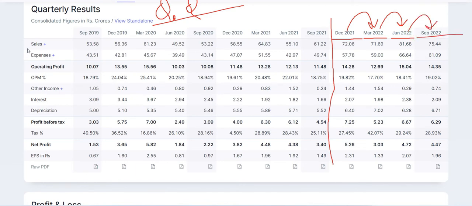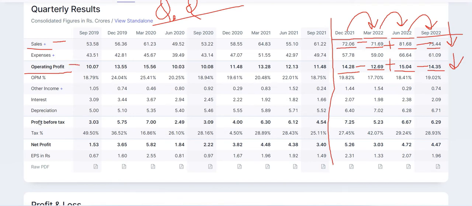Now in case of sales, it is 72.06 crore rupees. From there it decreased to 17.69 crore rupees, further increased to 81.68 crore rupees, but then decreased to 75.44 crore rupees. So sales is decreasing. I marked the sales as decreasing because for 2 quarters it has been in a decreasing manner. Coming to operating profit, it is 14.28 crore rupees. From there it decreased to 12.69 crore rupees. Further it increased to 15.04 crore rupees and decreased to 14.35 crore rupees. So you could say operating profit is decreasing because in 2 quarters it has decreased.